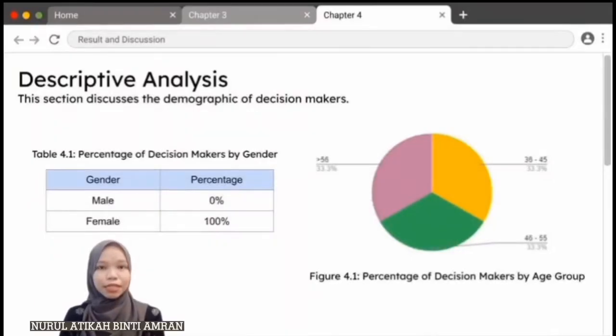Next, I will explain about descriptive analysis. There are 3 decision makers involved in this study, which come from 3 different locations, which are industrial, residential, and commercial. All the decision makers who were involved in this study are female and no male decision makers were involved.